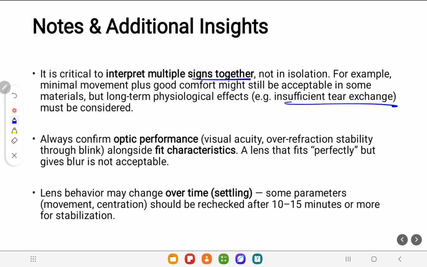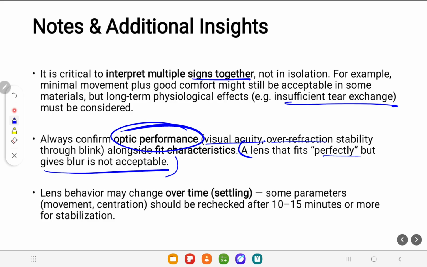Always confirm optical performance, because no matter what, at the end of the analysis, the contact lens must provide vision. So it's very important that you check visual acuity and over-refraction and the stability of over-refraction through blinking. Yes, you have to know all these things in one setup. A lens that fits perfectly but gives blurred vision is not acceptable. Do you want that? Absolutely not. If your lens fits perfectly but gives blurred vision, then what is the use of that contact lens? You have to be cautious about the optical performance of that particular contact lens.